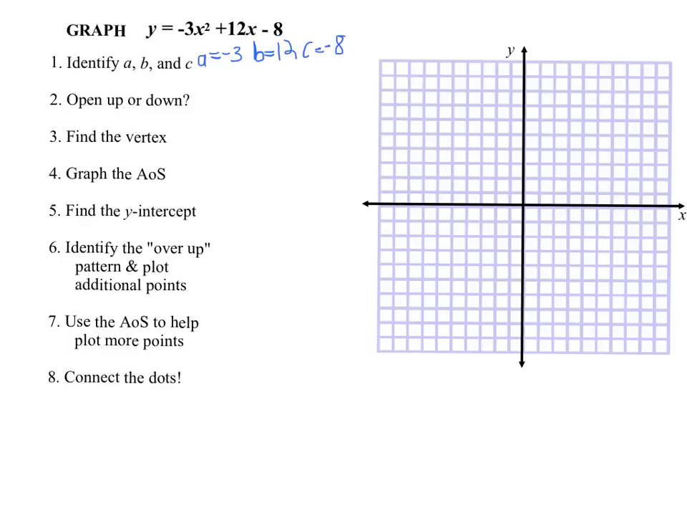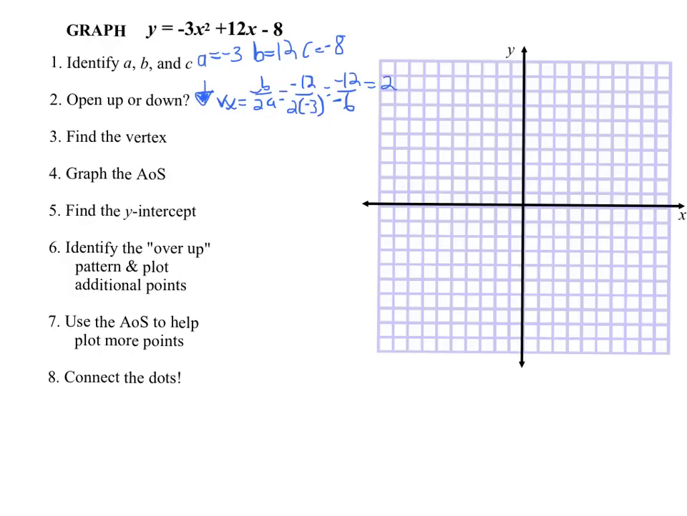Then I need to figure out whether this parabola is going to open up or down to make sure I'm not making any errors in my graphing. Remember, the value of a tells us whether it opens up or down. If a is negative, it opens down. So in this particular case, that's what's going to happen because a is negative 3. Next, I'm going to calculate and find the vertex. The x-coordinate of the vertex is the opposite of b over 2a. In this case, the opposite of 12 over 2 times negative 3, which is negative 12 over negative 6. So the x-coordinate of the vertex is positive 2.